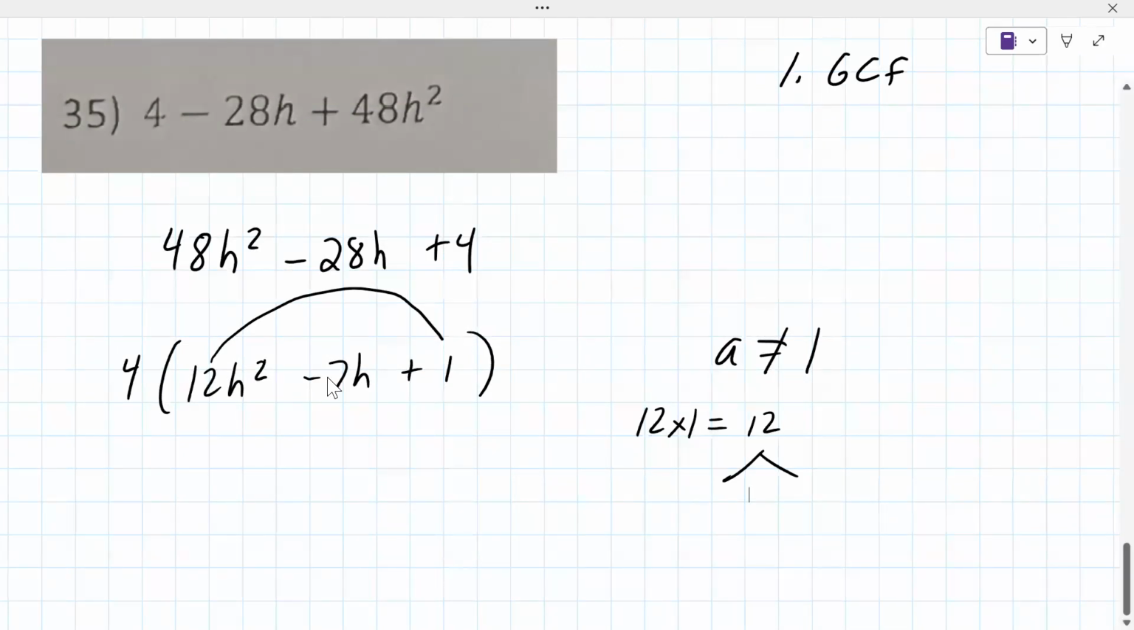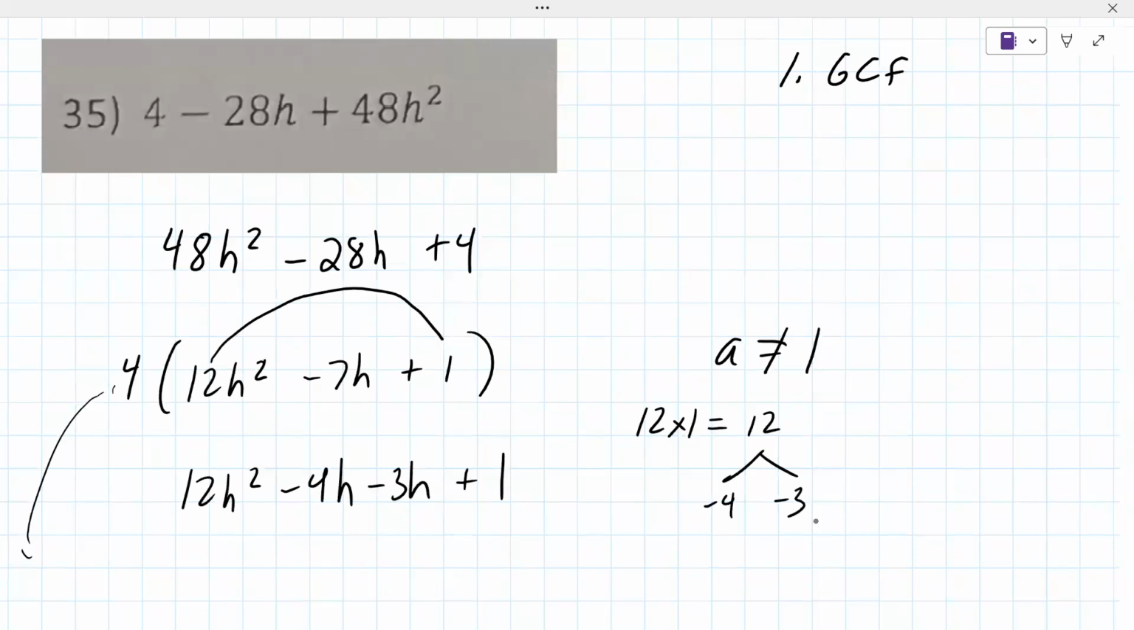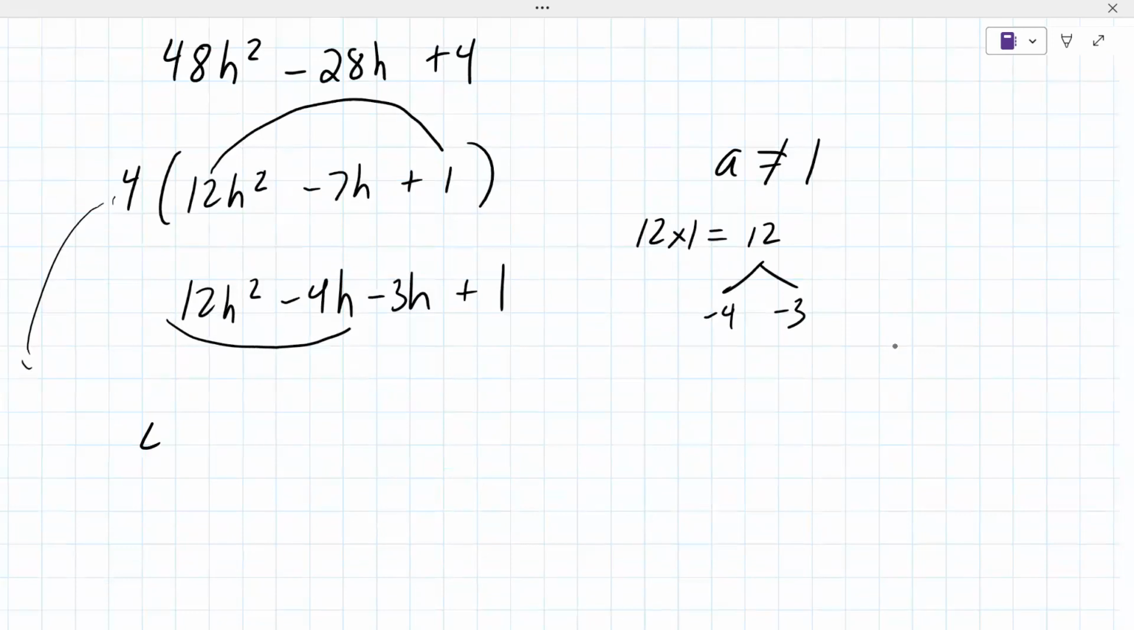They've got to both be negative. Negative 4 and negative 3. So which pairs better with 12h squared, negative 4 or negative 3? Negative 4. Okay. So we'll write 12h squared minus 4h minus 3h plus 1. And then we don't want to forget about this 4, but just leave it hanging off to the side here. What is the GCF between 12h squared and 4h? 4h. So this becomes 4h times 3h minus 1.